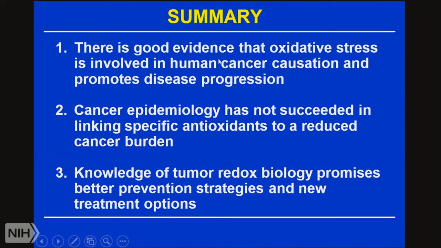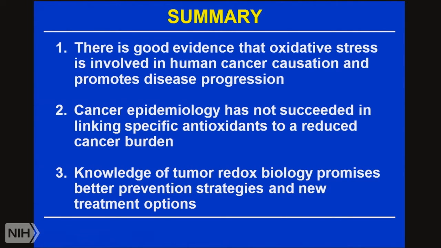So here's a summary. There's good evidence that oxidative stress is involved in human cancer causation and promotes disease progression. My part was really that environmental exposures cause it, and then you get that linkage. But epidemiology has not succeeded in linking specific antioxidants to reduced cancer burden. Today people really believe you have to assess an individual more broadly. So when you have a survey, don't go question by question and link the exposure question by question. Put it together in scores, and perhaps take the survey and then take biomarkers. You go also into blood and urine for markers that report inflammation and oxidative burden. Take a variety of markers altogether, because they report different things, and then you report a sum score.